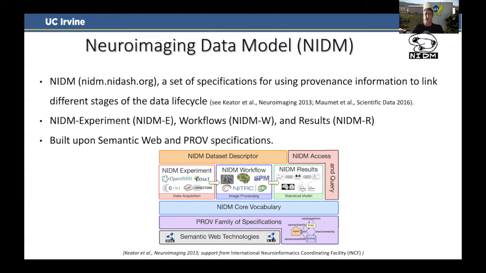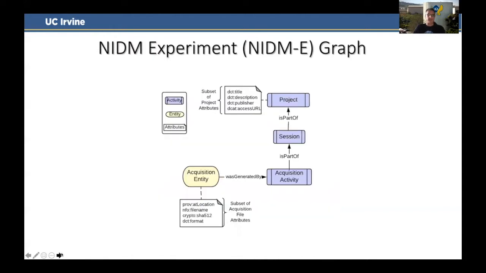We found that we could use the same core structures to essentially capture information about experimental metadata. We found we could also use the same core set of structures to capture information about workflows applied to those data, and then the results that are generated. The idea being here that you could use a linked data technology to essentially store information about each of these steps in the life cycle of the data, and then use the query technologies that are built in semantic web tools to facilitate search across data sets. And so a basic NIDM experiment graph is pretty simple.